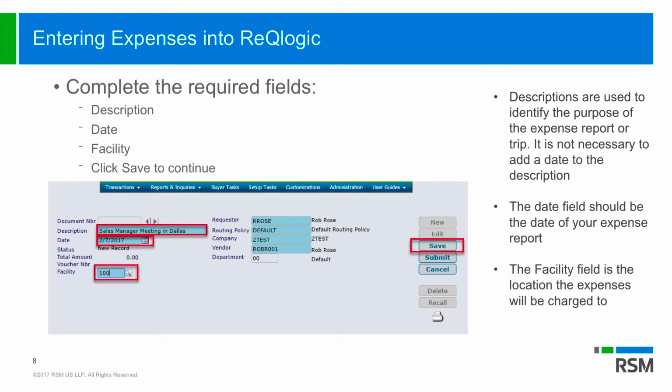The description should be detailed enough to help you find the document if you're looking for it later to append, and also help your manager approve your expense report. The date should be the date of the expense report, and the facility is the entity that the expense will be charged to.